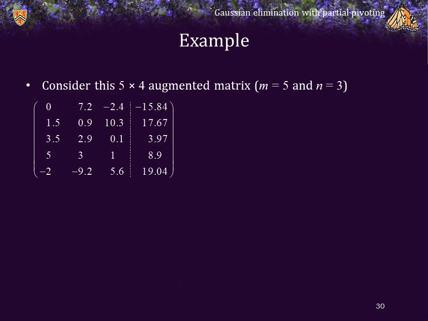Next, consider this 5 by 4 augmented matrix, where the matrix A is 5 by 3 and the target vector is a 5-dimensional vector. Now, because the maximum rank of this matrix A is 3, and it may actually be that the rank of the augmented matrix could be as large as 4, there's a strong possibility that there may be no solutions. However, we will go through and see what we get.